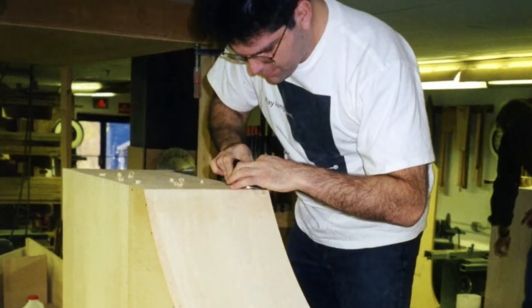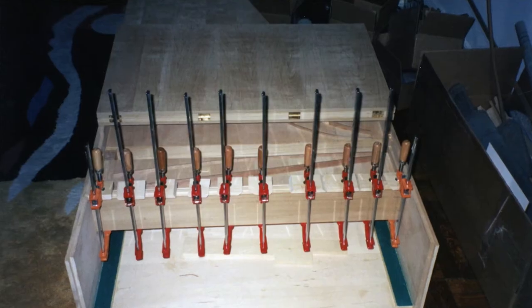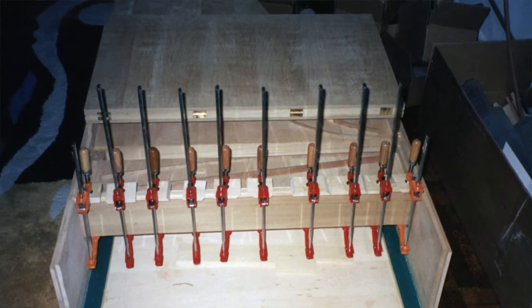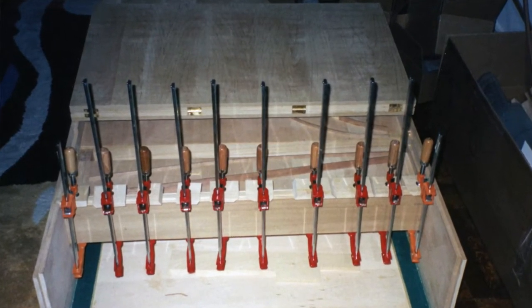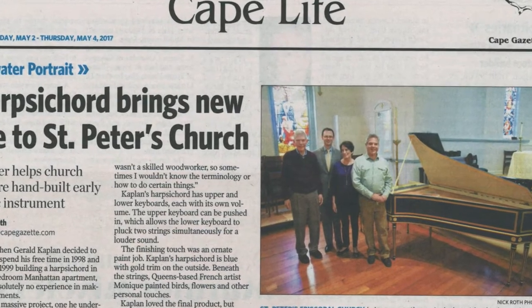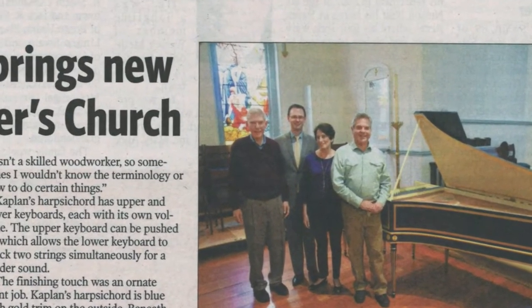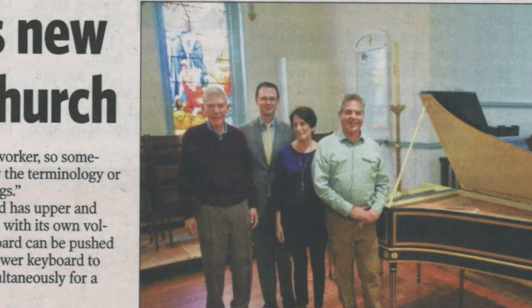It comes in thousands of pieces and is assembled with the techniques that would have been used at the time Taskin built his instruments. So mainly wood and glue is what holds this instrument together. There are no metal joining parts in the construction. This instrument was generously donated to St. Peter's in the spring of 2017 by Michael and Barbara Aleutian, as well as Jerry Kaplan, the builder, in memory of their loved ones.